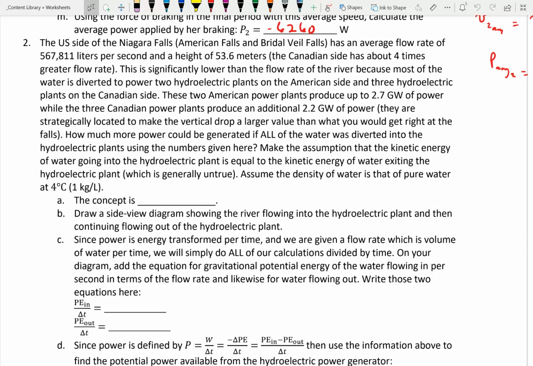So the first question is, what's the concept involved here, right? I mean, the problem seems pretty drawn out. But the concept involved is going to be, again, work energy relation.